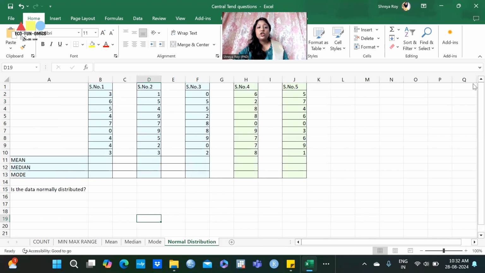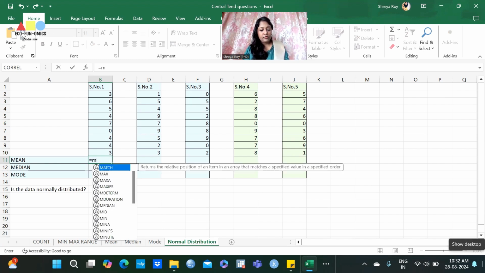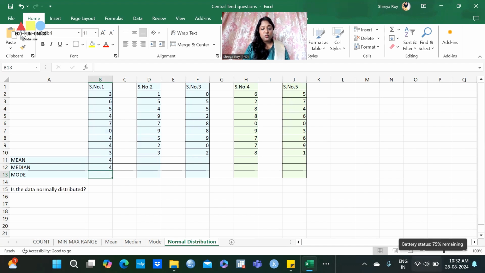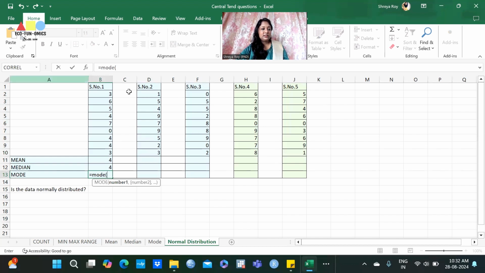Now let's move to normal distribution. What do we do? I have to calculate for mean, median, mode. Okay. Average, open bracket, select the cells, close bracket, enter. Median is equal to MEDIAN, select the cells, close bracket, enter. Mode is equal to MODE, open bracket, select the cells, close bracket, enter.